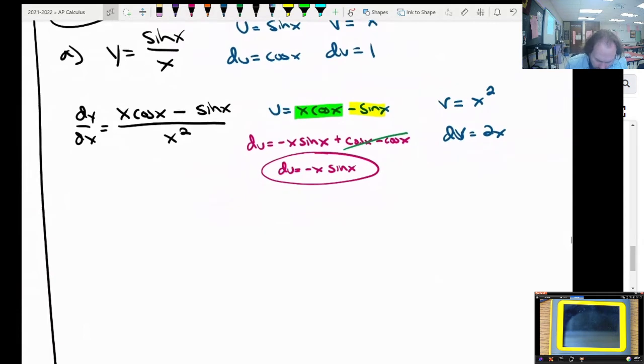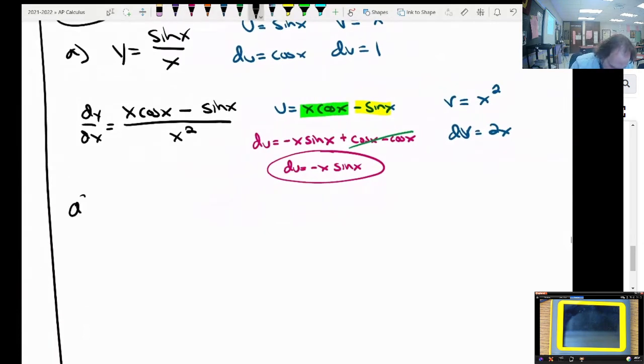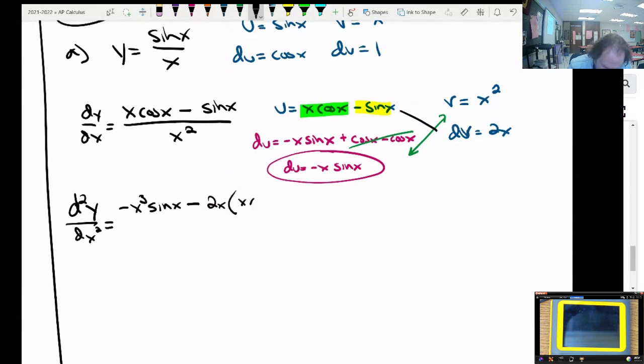So when we get crazy, here we go. Second derivative, d squared y dx squared is how we write that. Again, we want the original bottom times the derivative of the top. So we want x squared times negative x sine x. It's going to be negative x to the third sine x minus the original top times the derivative of bottom. So that's going to be 2x times x cosine x minus sine x. And this is all going to be over x to the fourth power, x squared squared.